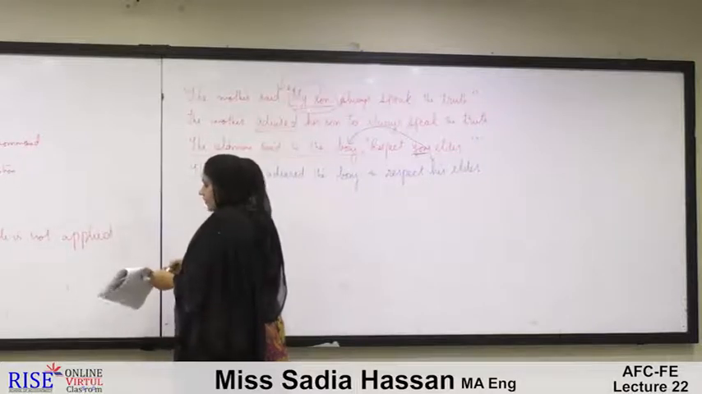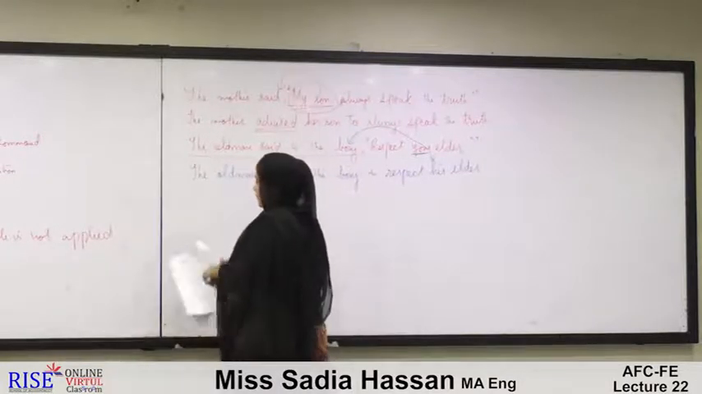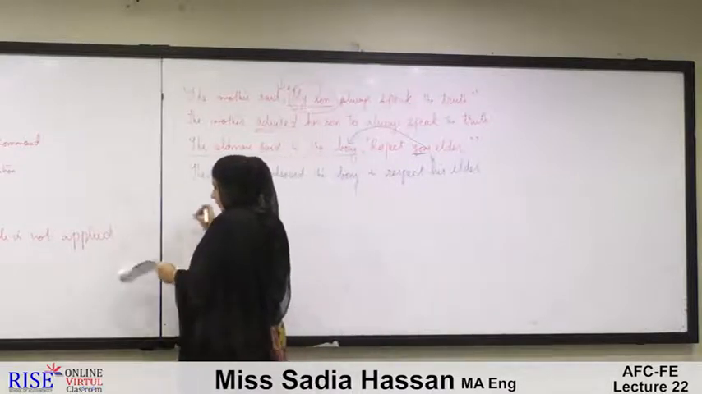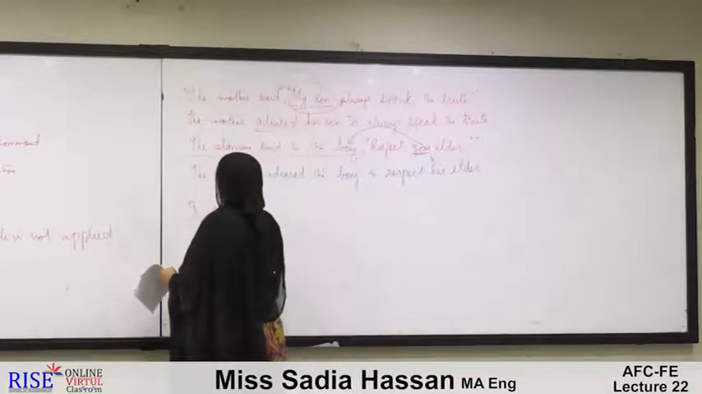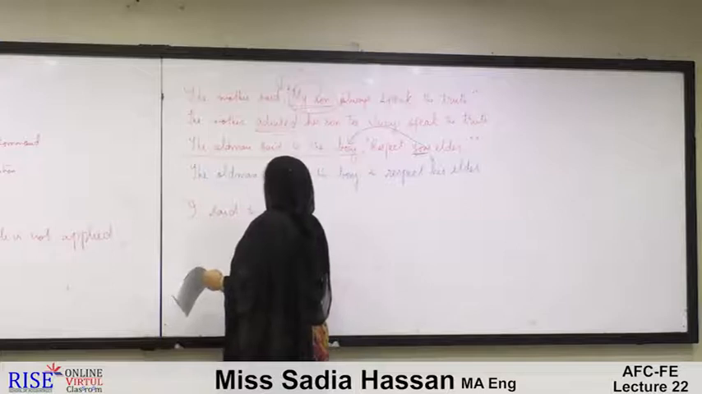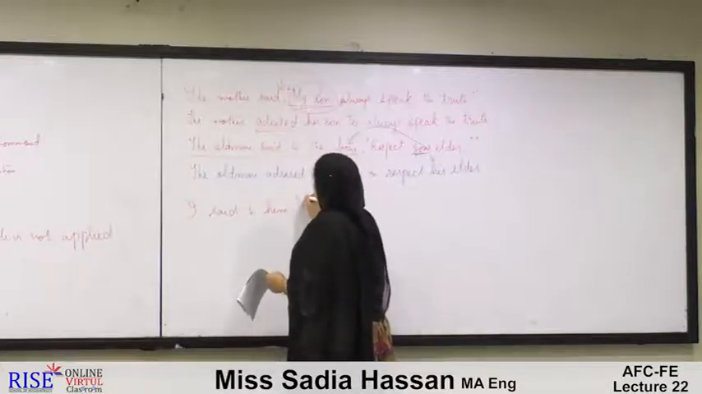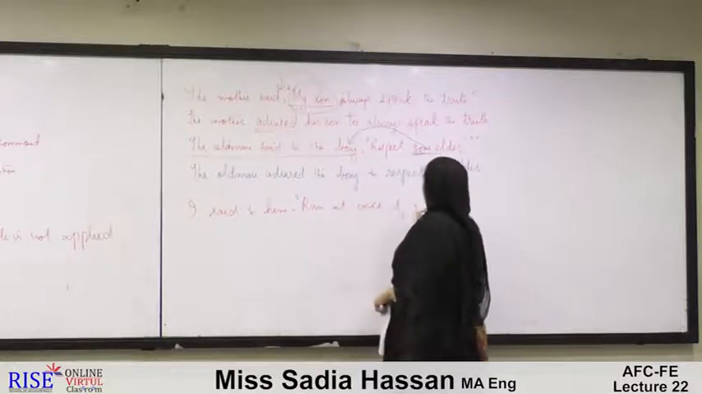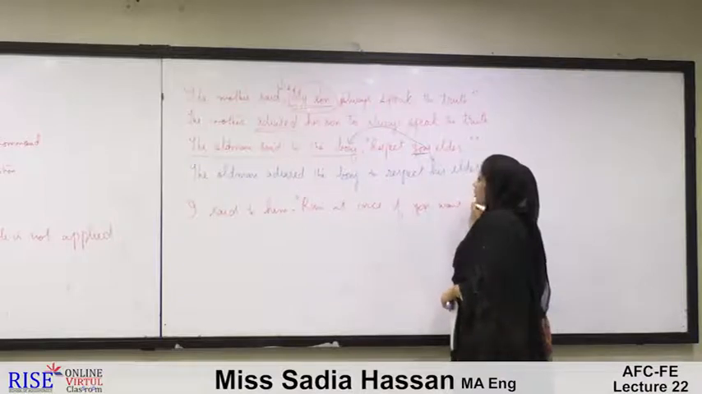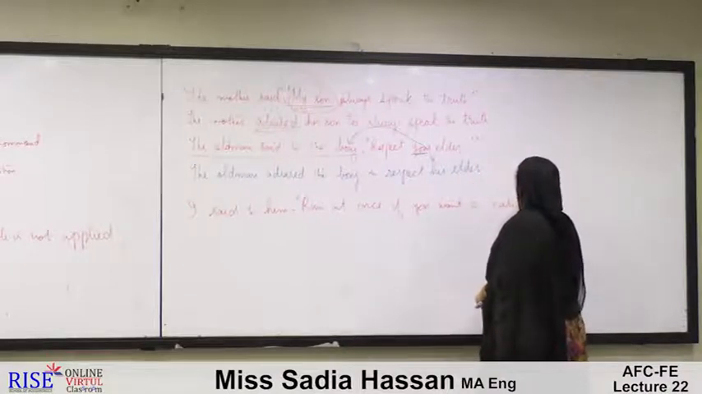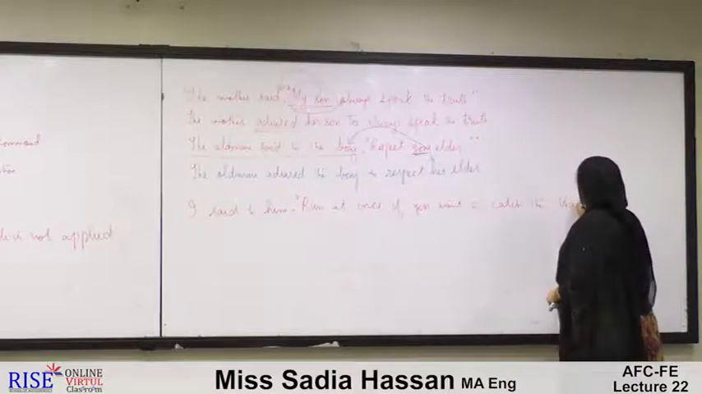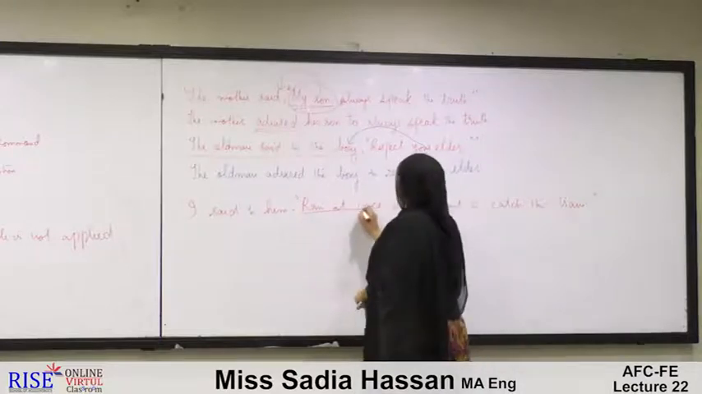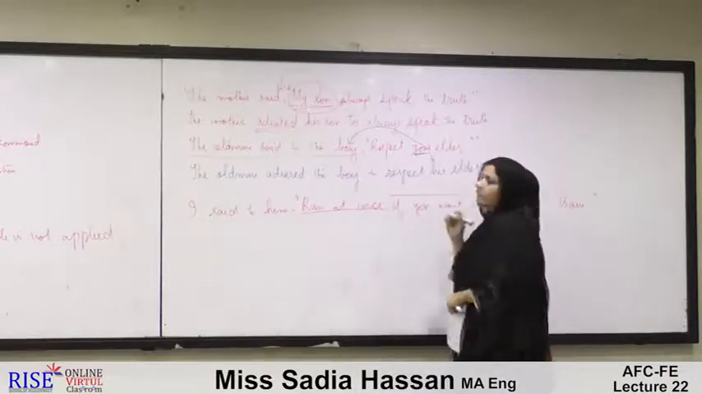This is a little bit different sentence. Let us do that. A sentence with two types of clauses. That is called, I said to him, run at once if you want to catch the train. Okay. Now we see that reported speech is a combination of two types of sentences.